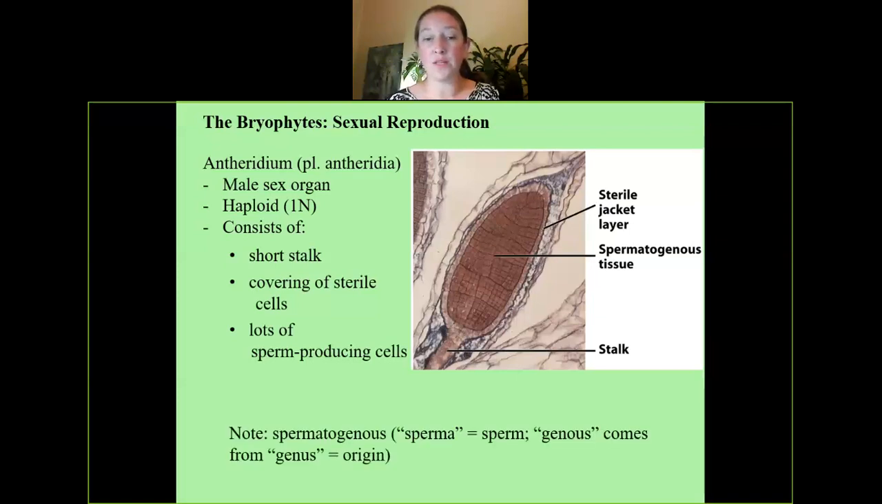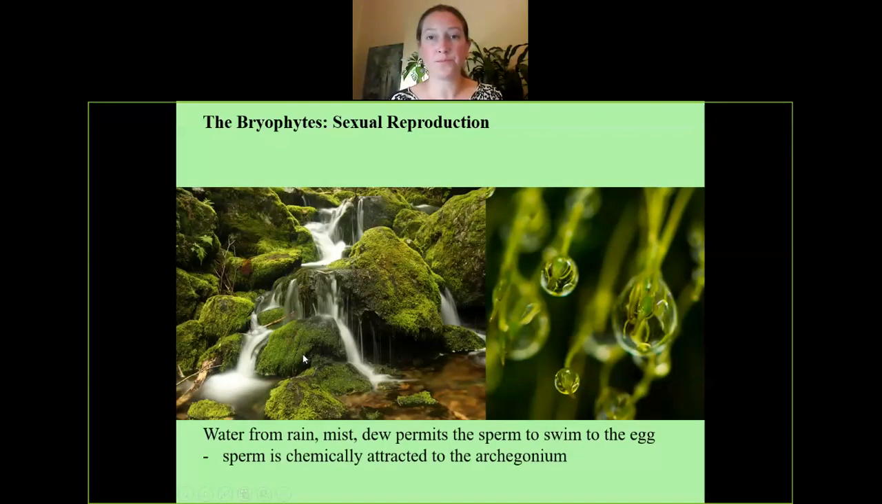And for those sperm producing cells, a word you might see in some places is spermatogenous. I'm fine with sperm producing cells, but just so you know, sperma means sperm. Genus comes from, like, the genesis, right? So it's just saying it's cells that are the beginnings of sperm, but sperm producing cells is fine.